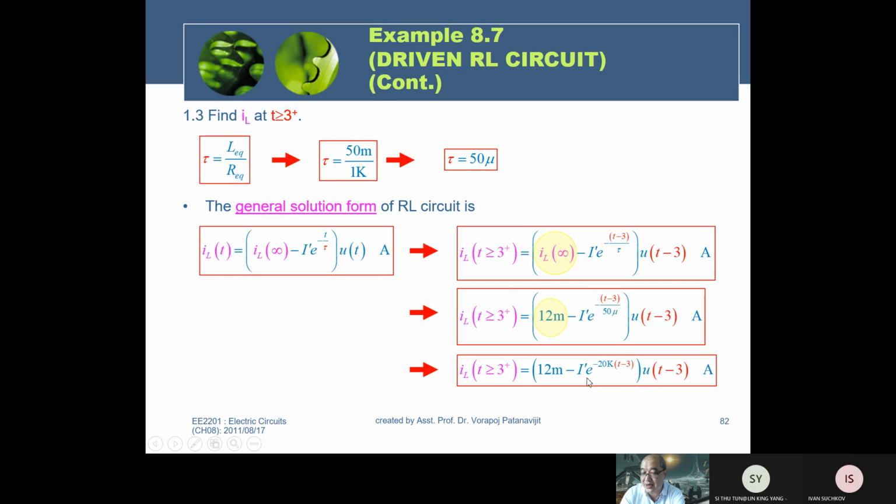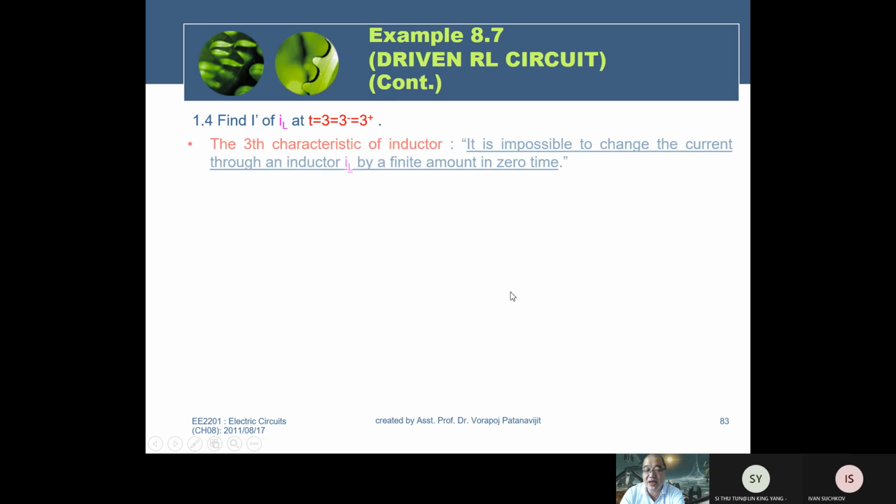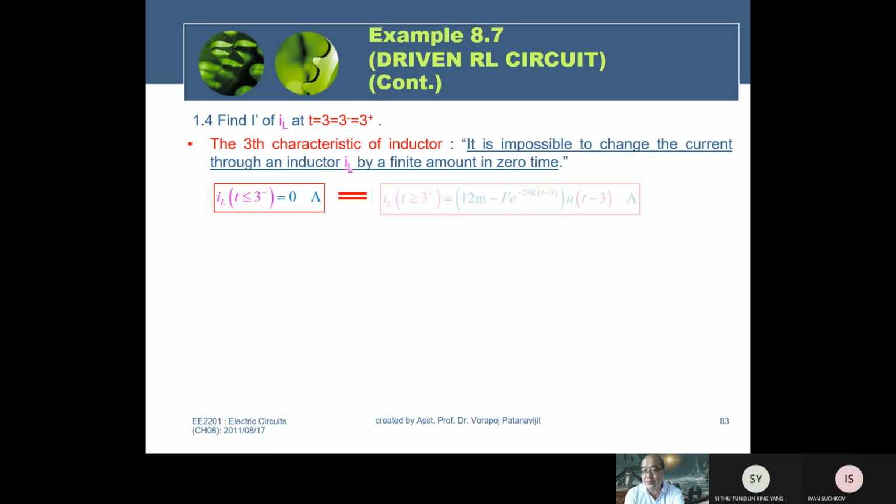Because it still has some unknown. You can determine the unknown I by using the initial value, from the third characteristic of the inductor. It is impossible to change the current through an inductor IL by a finite amount in zero time. Therefore, IL at time less than 3 seconds is equal to 0, because no source is activated at that time yet.